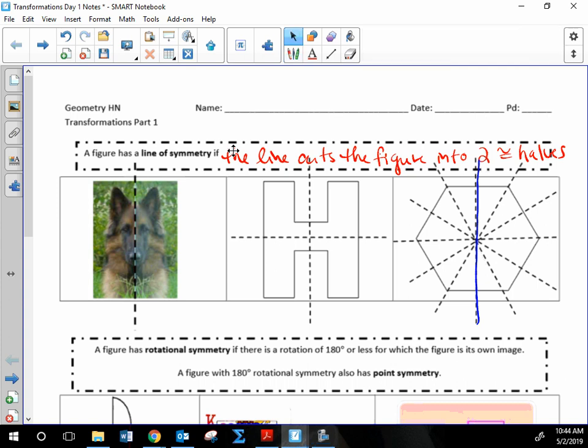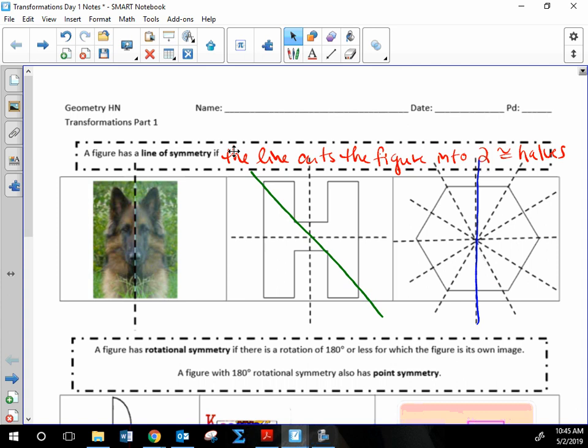For the H, can you cut it diagonally? No. We try to do it this way. This part sticks out like that. Oh, okay. That makes sense.